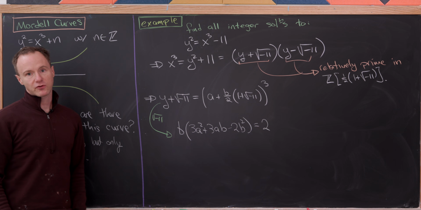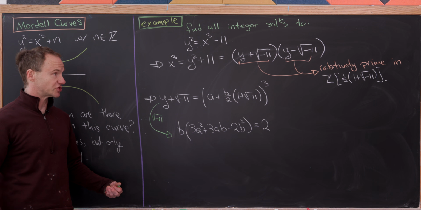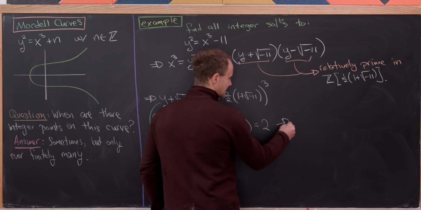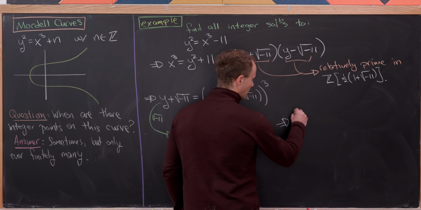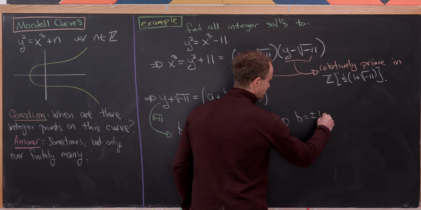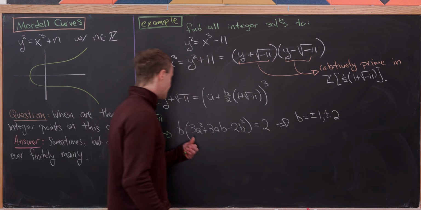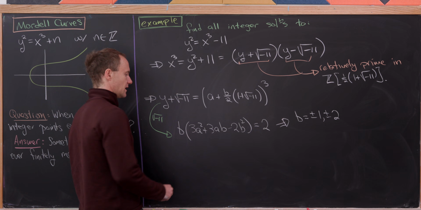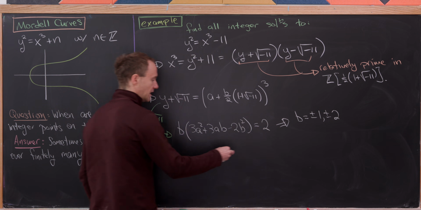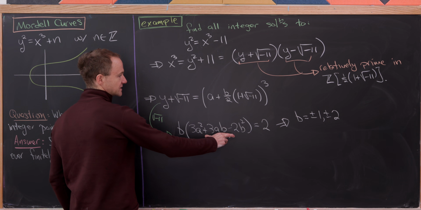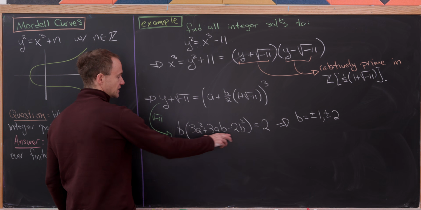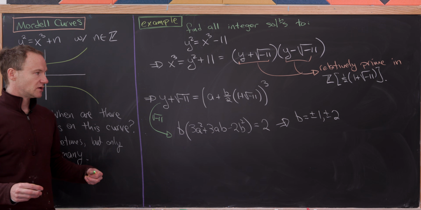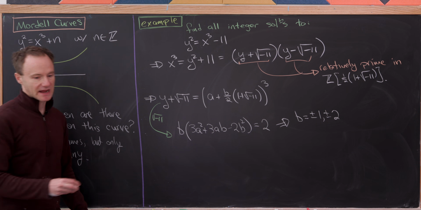So we've got this product of two integers equal to 2. But what does that mean? Well, that means that our possibility is for b to be equal to plus or minus 1 or plus or minus 2. That's because b is a factor of 2. Okay, but if b is equal to 1, then that means this stuff that's left over is equal to 2. If b is equal to 2, this other stuff is equal to 1. And then similar cases when b is -1 and -2.